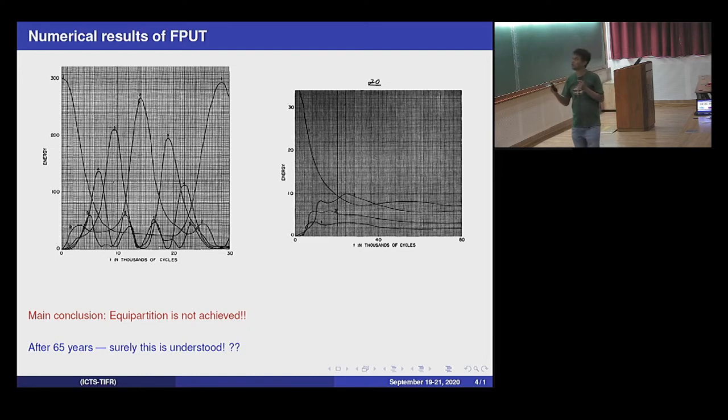The other thing that you might want to do is, this is just one initial condition and looking at the energy of each mode. Maybe it makes sense to do a running time average of the energy of each mode, and ask, do we get equipartition? In that case also they see that they don't see any equipartition. So the main conclusion was equipartition is not achieved. This was 65 years back, and people would have imagined that this must be understood by now.